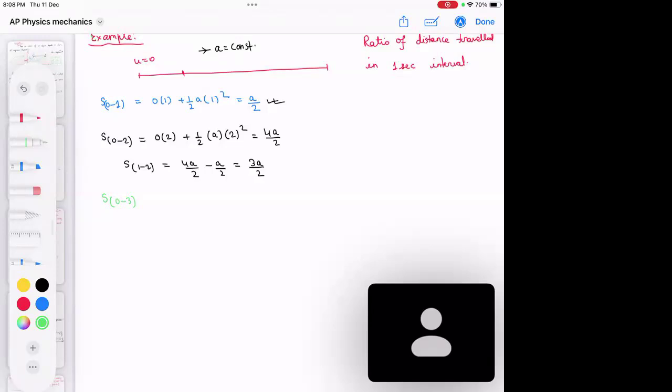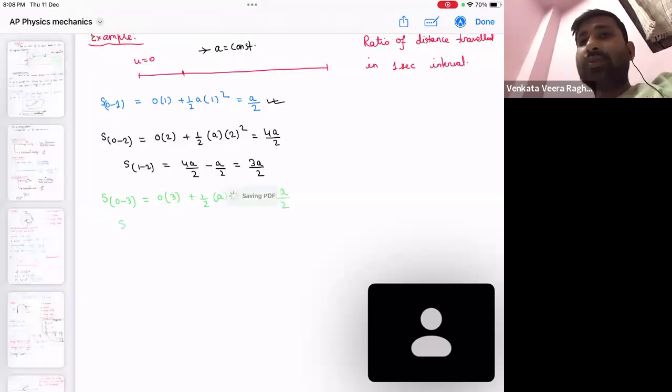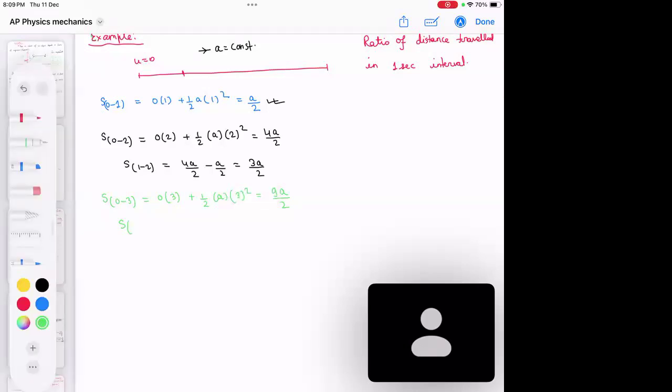Yes. And from that, I will subtract 0 to 2, then I will get 2 to 3. So 0 to 3 means what? u is 0, t is 3, acceleration is a, so we get 9a by 2. So what will be the displacement from 2 to 3 second? 2 to 3 second means 0 to 3 second, which we know, minus 0 to 2 second, which is 4a.